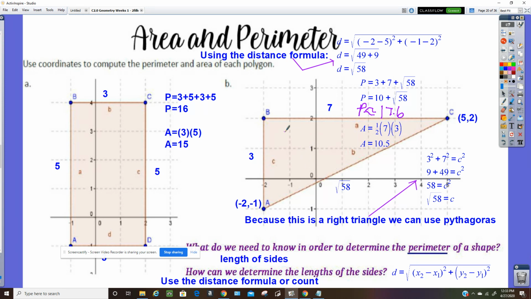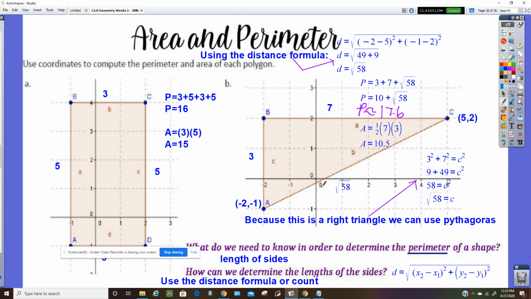But the only full squares I see are 1, 2, 3, 4. That's almost a full square. And then 5, 6. So there's 6 full squares and then partial squares here. So I know the area is bigger than 6. Happens to be 17.6. But then you'd have to count each one of these.